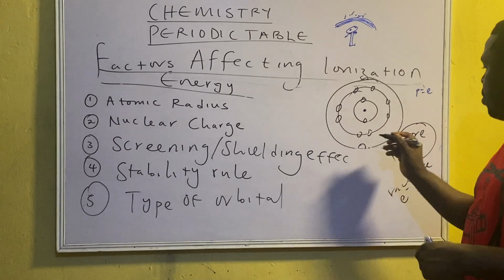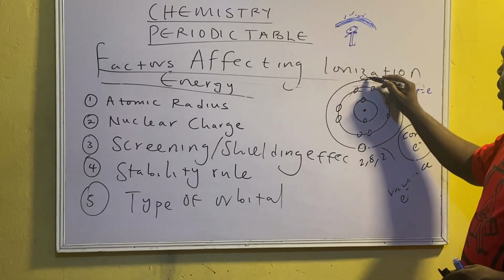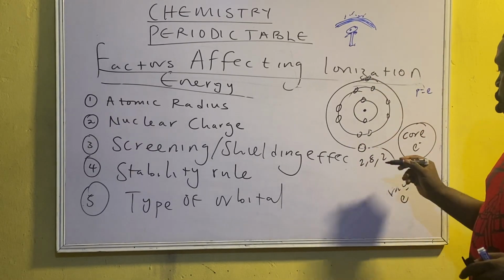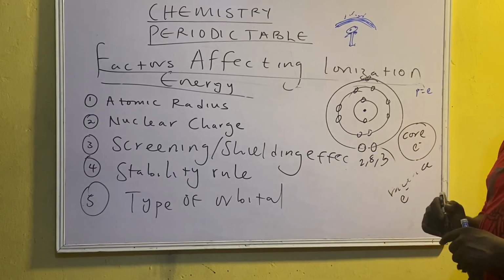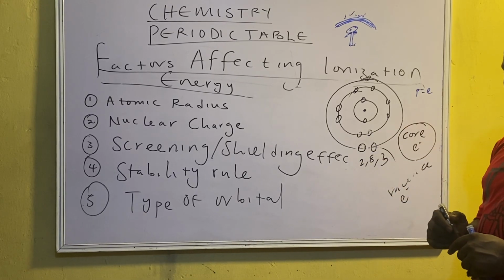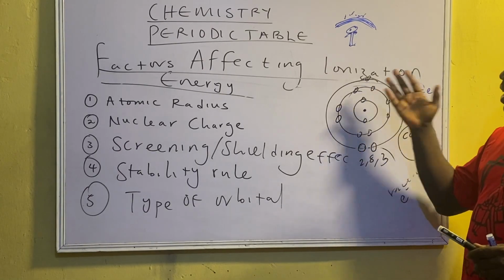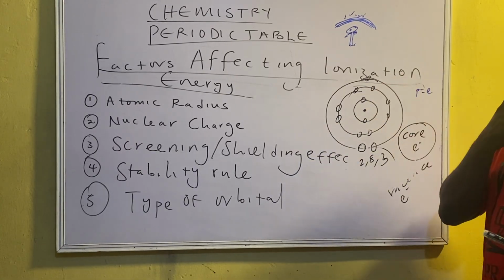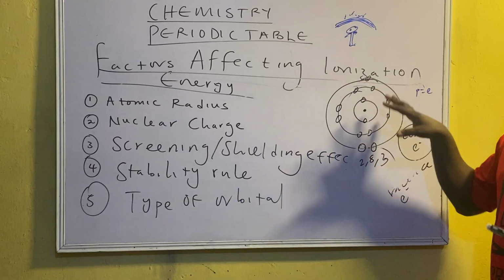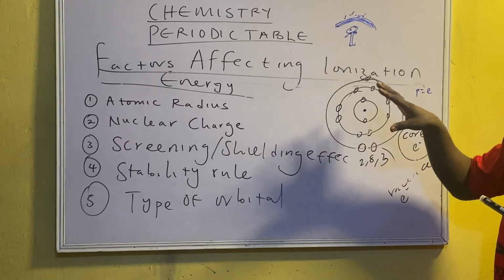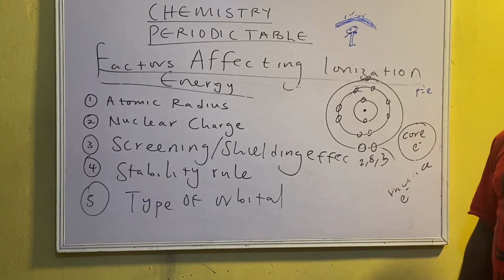If we turn it to magnesium, it will be 2, 8, 2. So we have another one here. If we turn it to aluminium, it will be something like 3 here outside. Do you observe something here? The more electrons you have in the outermost shell, the more the screening or shielding effect. I repeat.